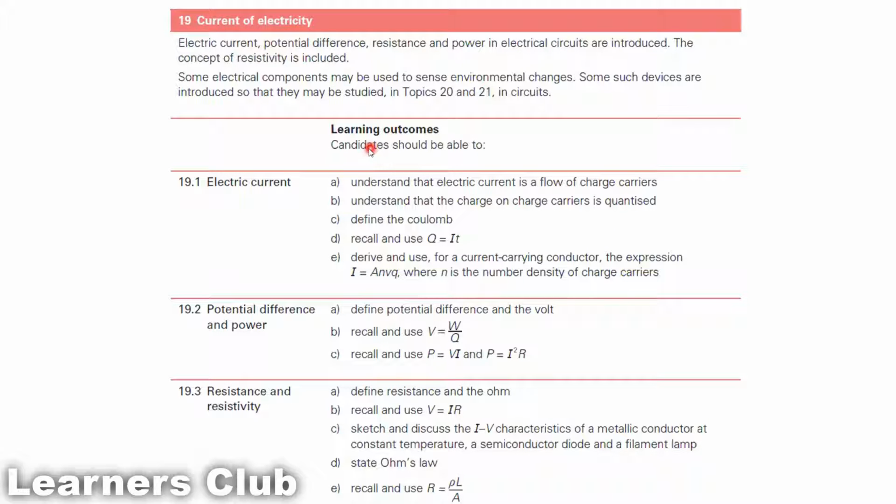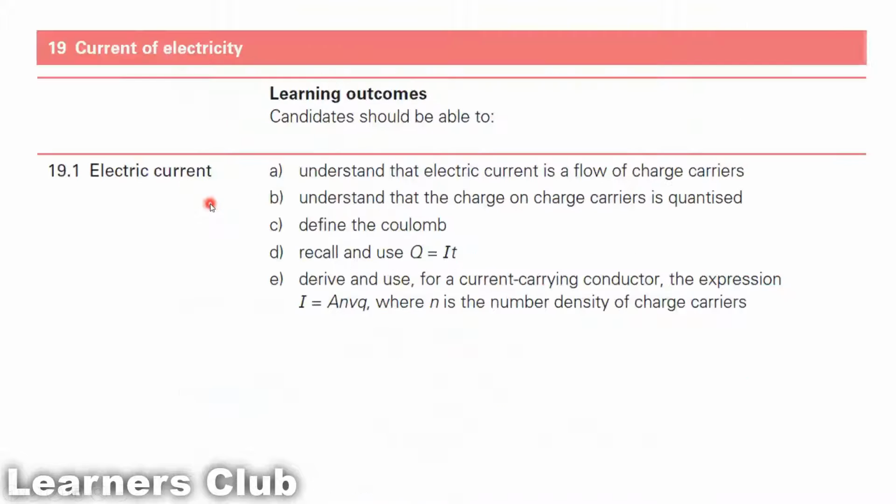As you can see, in the learning outcome, we have three subtopics. One is electric current. The second one is potential difference and power. The third one, resistance and resistivity. Under each topic, you have subtopics. But today in this video, we are going to learn only about the first topic, electric current.